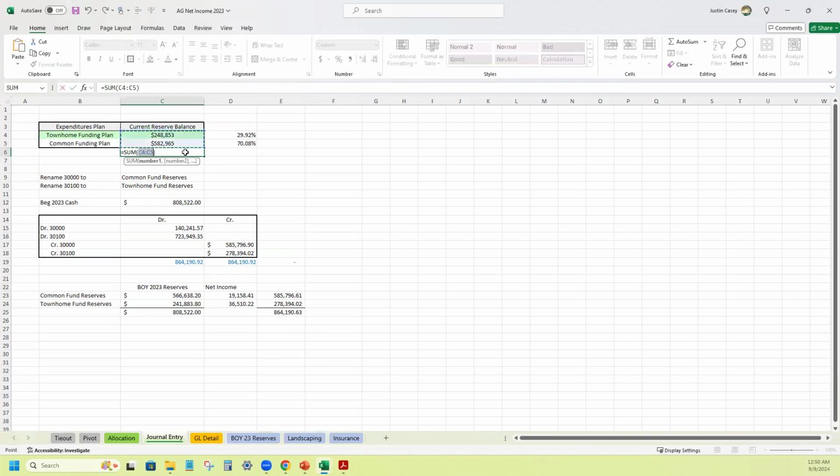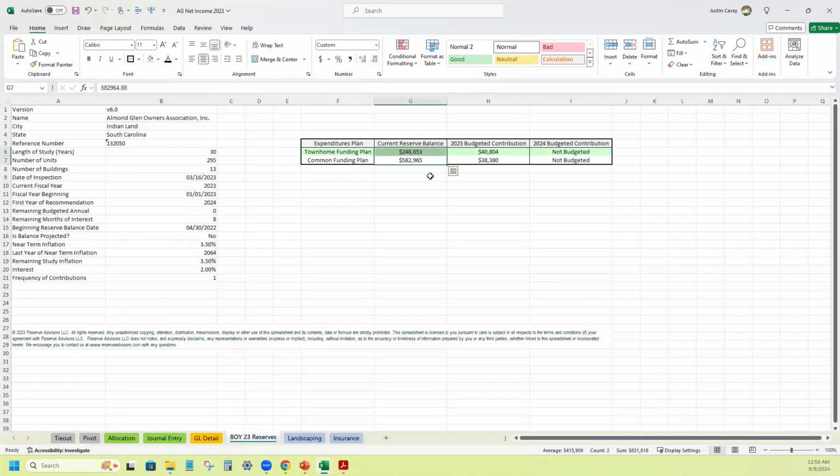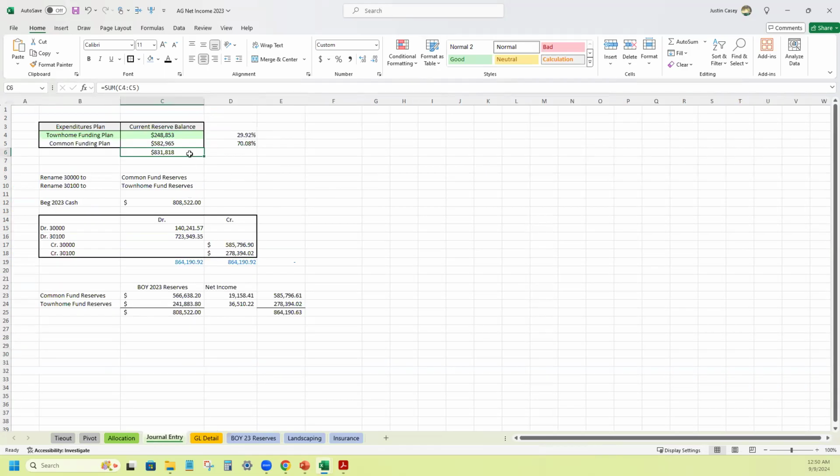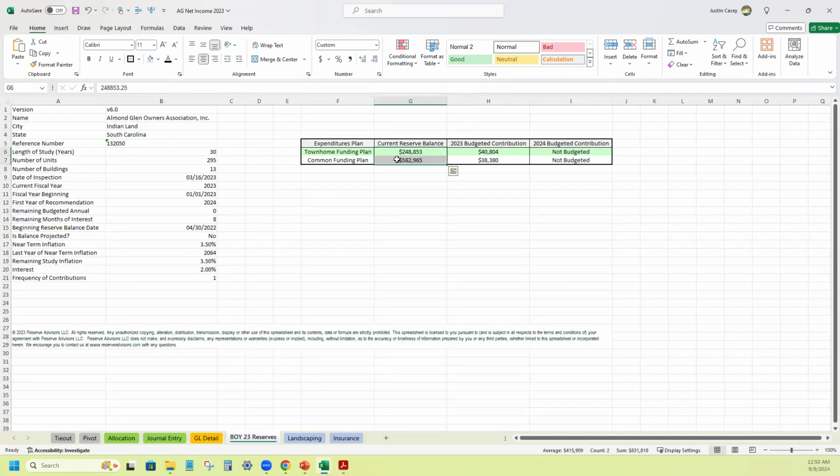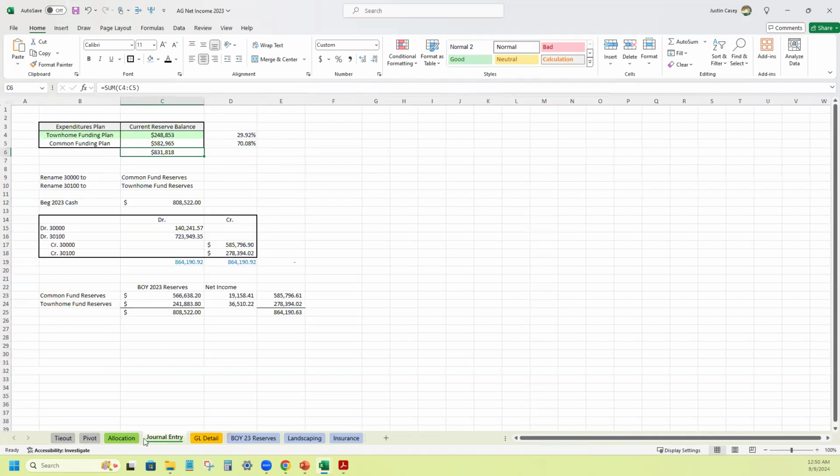So you'll notice the reserve advisors gave us a value of 831, which is the total reserve balance, probably as of March 16th, or we see here a beginning reserve balance date of 4/30/2022 or something like that. But that doesn't make sense. We don't have $831,000 in reserves as of the beginning of the year 2023. We have cash equal to 808,000 at the beginning of 2023.